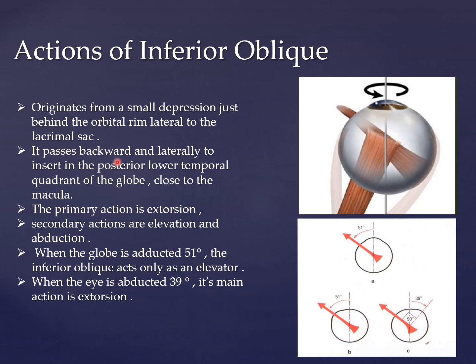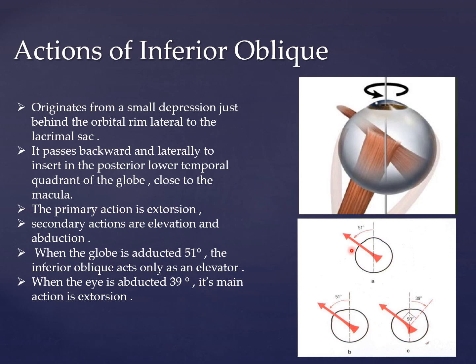Inferior oblique originates from a small depression just behind the orbital rim. It passes backward and laterally to insert in the posterior lower temporal quadrant of the globe close to the macula. Its primary action is extorsion because it is attached to the inferior part of the globe, so it acts on the inferior corneal meridian, and due to its oblique insertion it moves the inferior corneal meridian inwards, and the superior corneal meridian rotates outwards. This is called extorsion. Its secondary action is elevation.